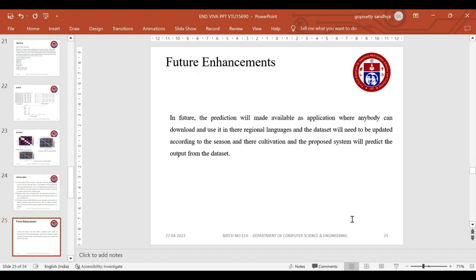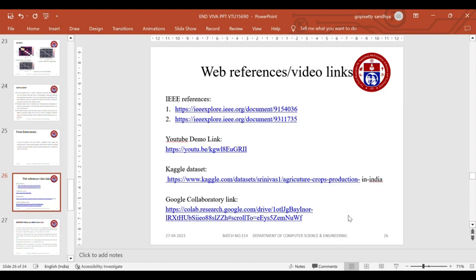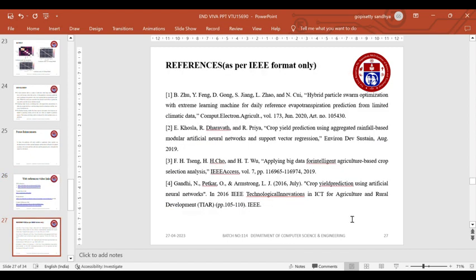And this is the future enhancement: it will predict and be available as an application that is very useful for checking by farmers and everybody. It is very low cost, and they will know which season and which crop we can use. And even non-agricultural, non-educated people can understand it by using the graphical representation mode. And these are the web references I am taking, and these are the references for the journals. And coming to the coding part, I will show you.